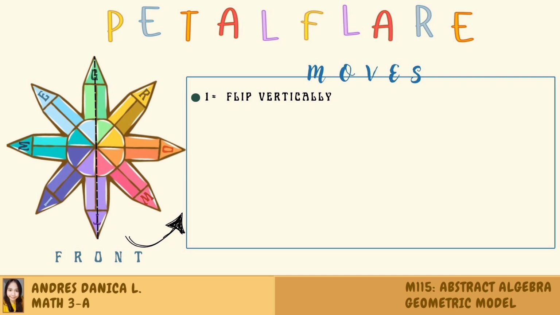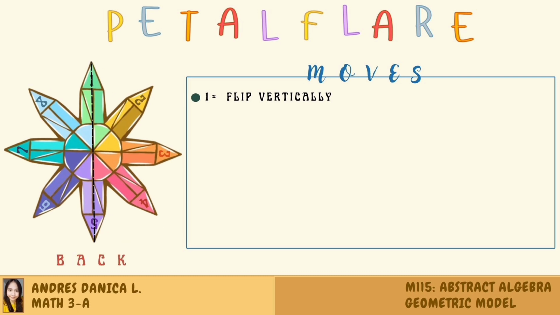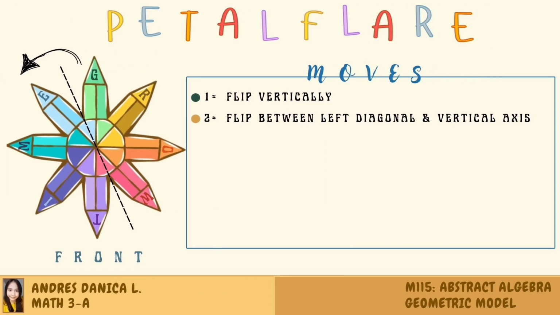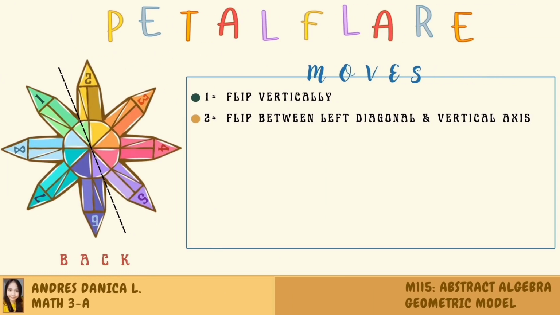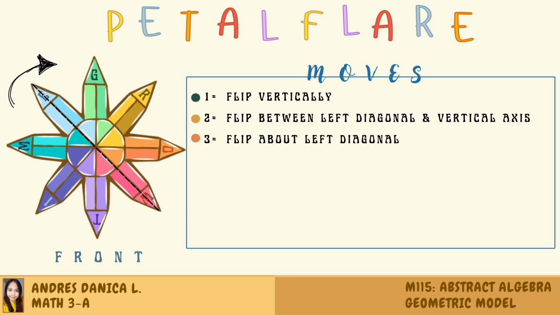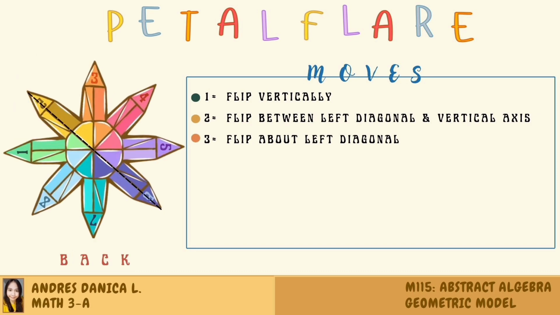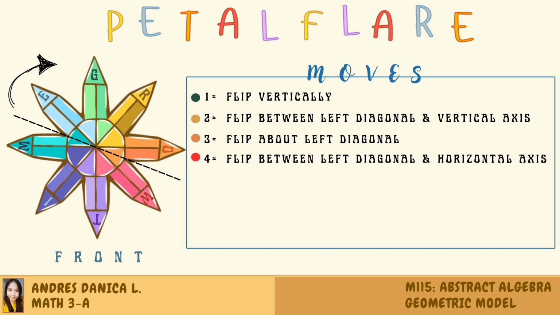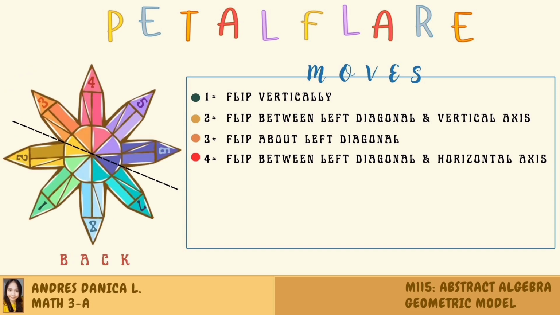For element 1, we have flip vertically. This is the vertical axis. Next is the element 2. We have flip between the left diagonal and vertical axis. Then is the element 3. We have flip about left diagonal. Next is the element 4. We have flip between left diagonal and horizontal axis.